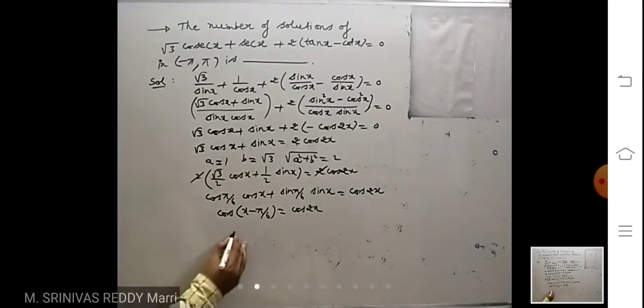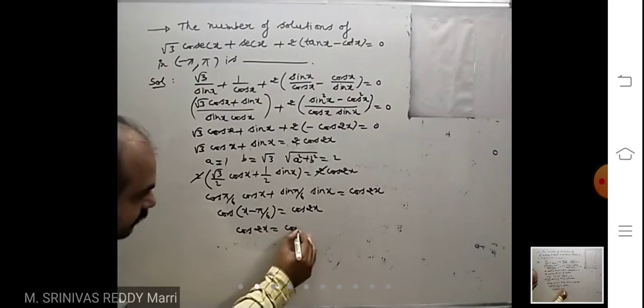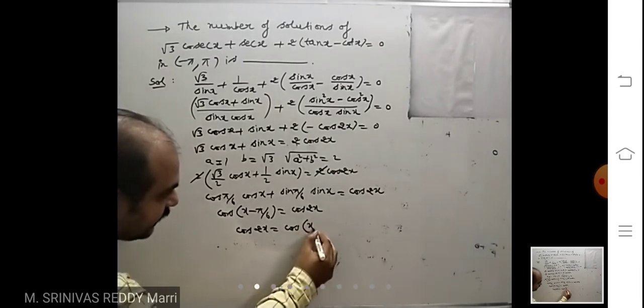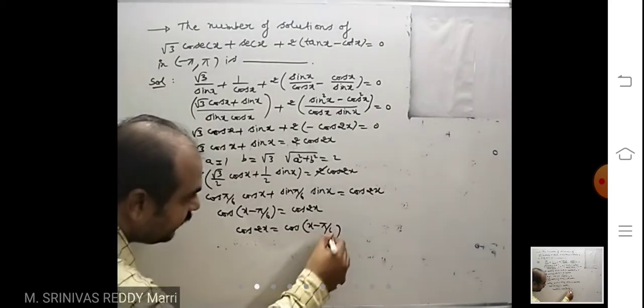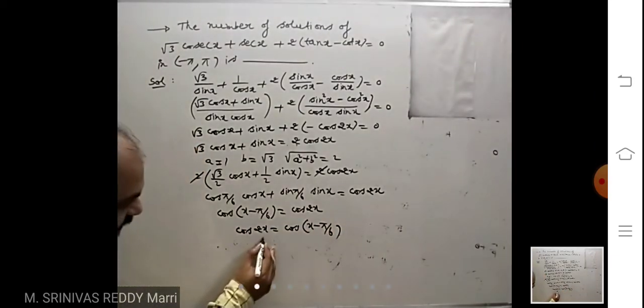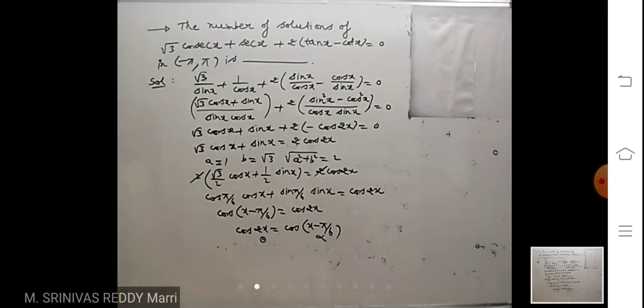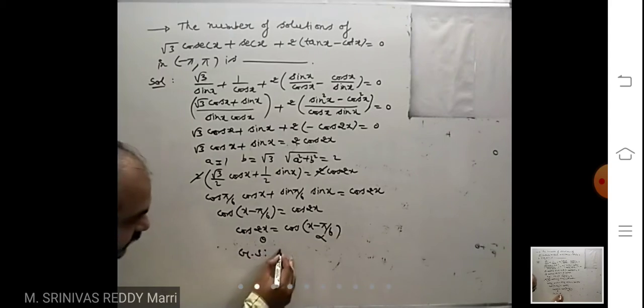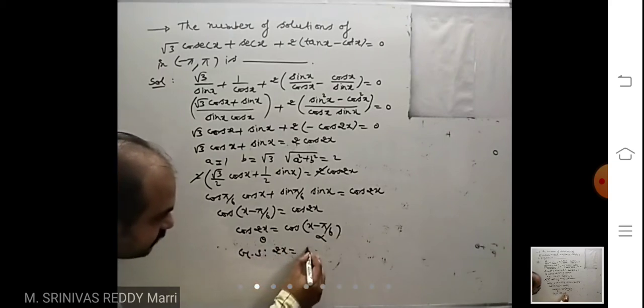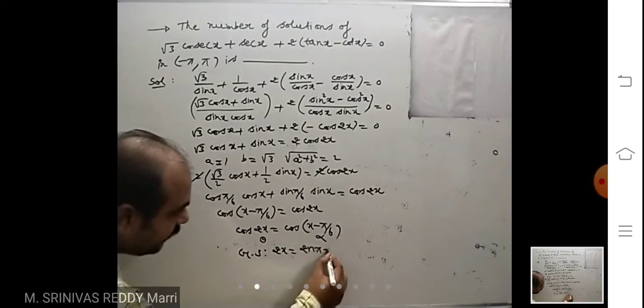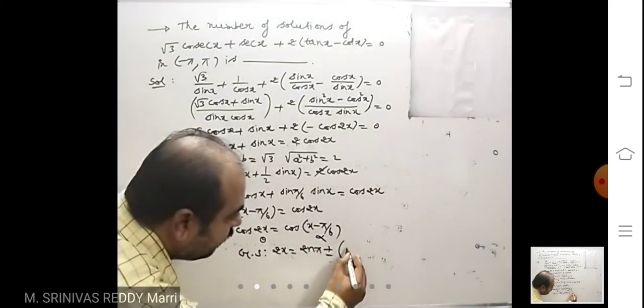Now look at, I am writing the bigger one, 2x, on the left hand side. You can take anything. You can do it like this also, no problem. Now this is cos theta. This is in your required form. Cos theta equal to cos alpha. General solution is theta equals to 2n pi plus or minus alpha.